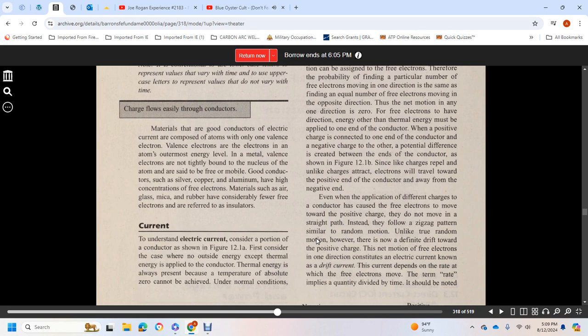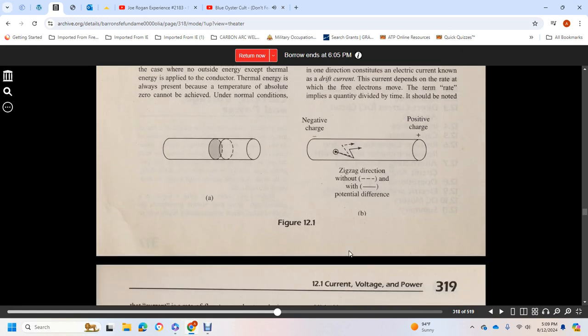Instead, they follow a zigzag pattern similar to random motion, unlike true random motion, however, there is a finite drift toward the positive charge. Net motion of free electrons in one direction constitutes an electric current known as a drift current. The current depends on the rate at which the free electrons move. The term rate implies a quantity divided by time. It should be noted.